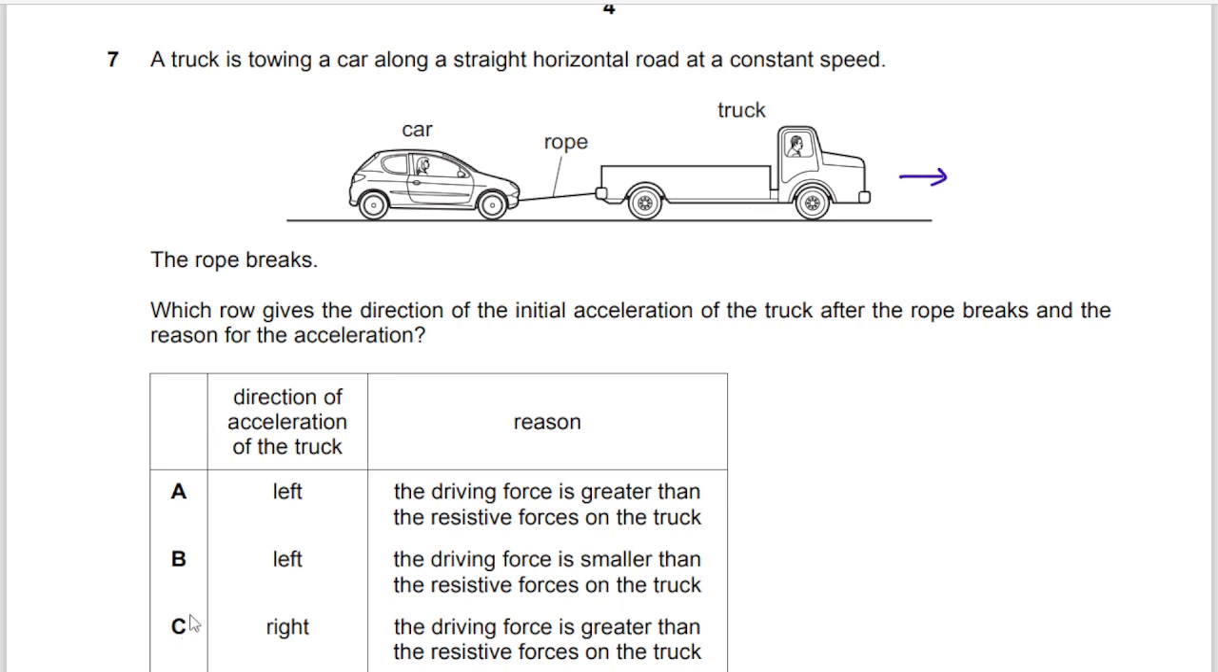So my correct option should be that the direction of the acceleration is towards the right because the driving force is more. Right? Because the mass of the truck is more, so its driving force is more. So driving force is towards the right, so it will accelerate towards the right only. So the correct option is C.